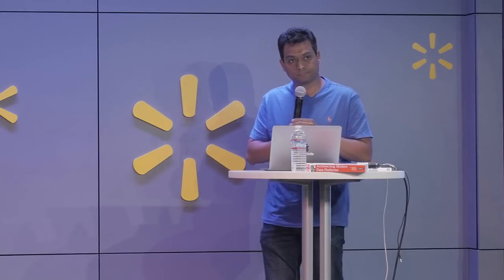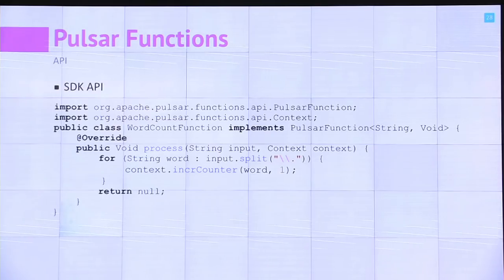You had a question? Is the topic passed in along with the input message? Yes, so the question was, is the topic passed in along with the input message? If you look at the interface, the input is the input message, and the context has a bunch of parameters. One of the functions is, hey, what is the current input topic? That gives you which input topic this message belongs to, and so on.